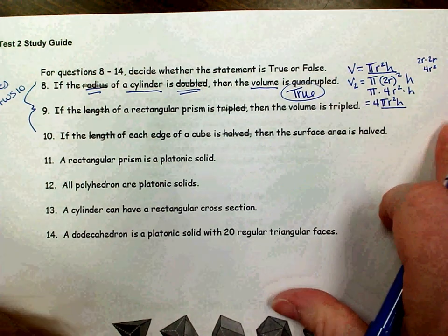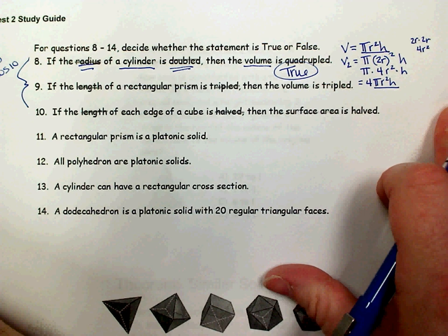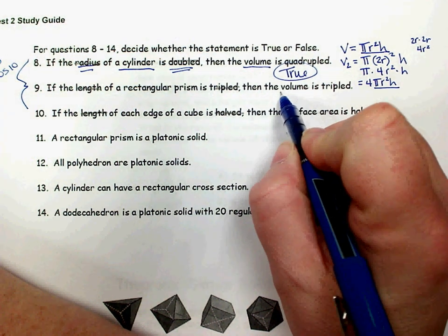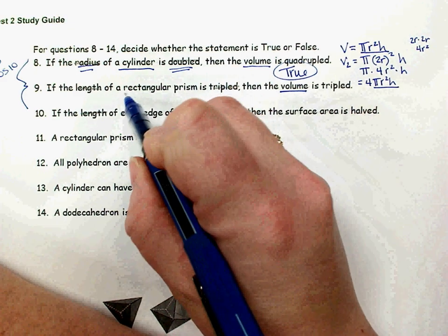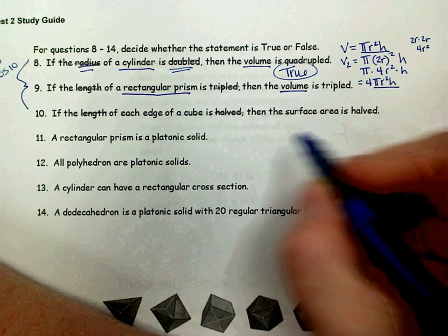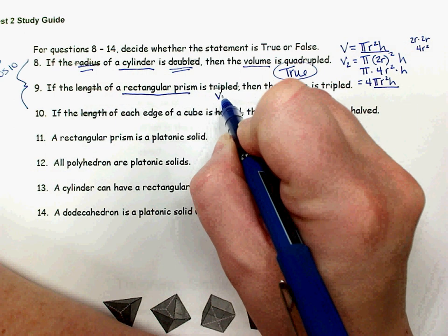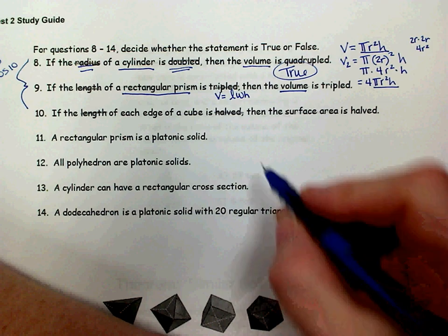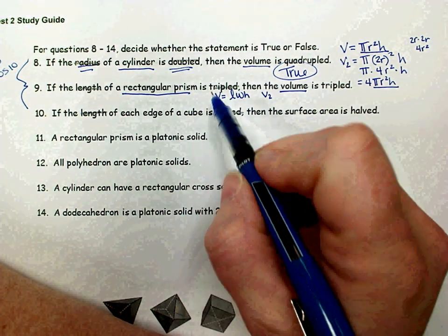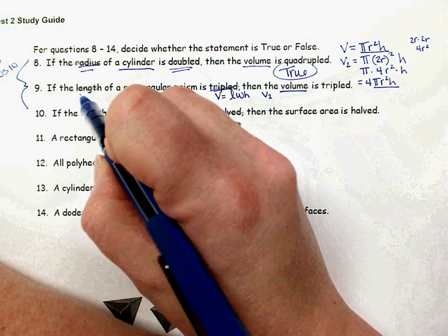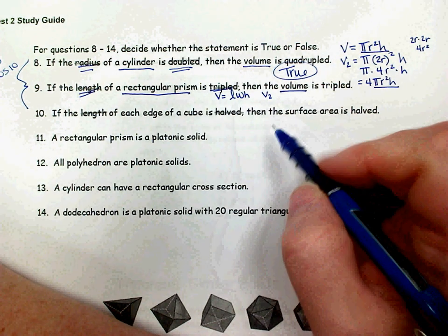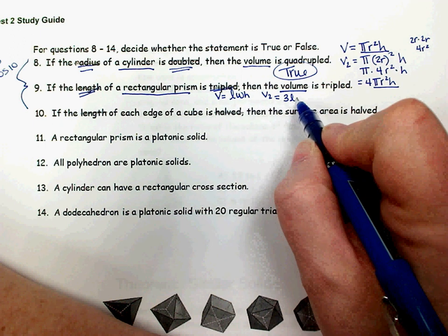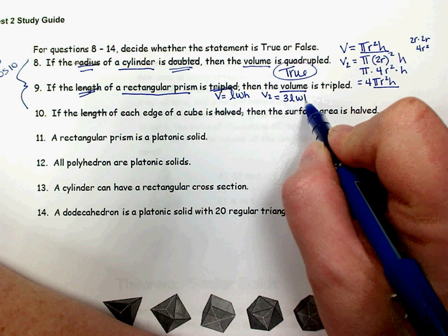Number 9 says, if the length of a rectangular prism is tripled, then the volume is tripled. So what formula are we looking at? It's a volume formula for a rectangular prism. So the formula for a volume of a rectangular prism is length times width times height is equal to the volume. So for my second volume, I'm going to triple the length. So I'm going to replace the L with a 3L. So instead of L times W times H, I'm going to have 3L times W times H.